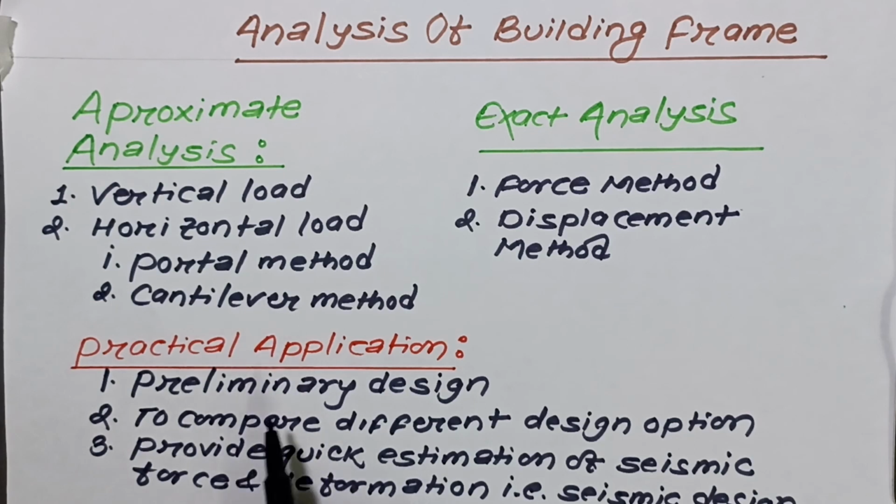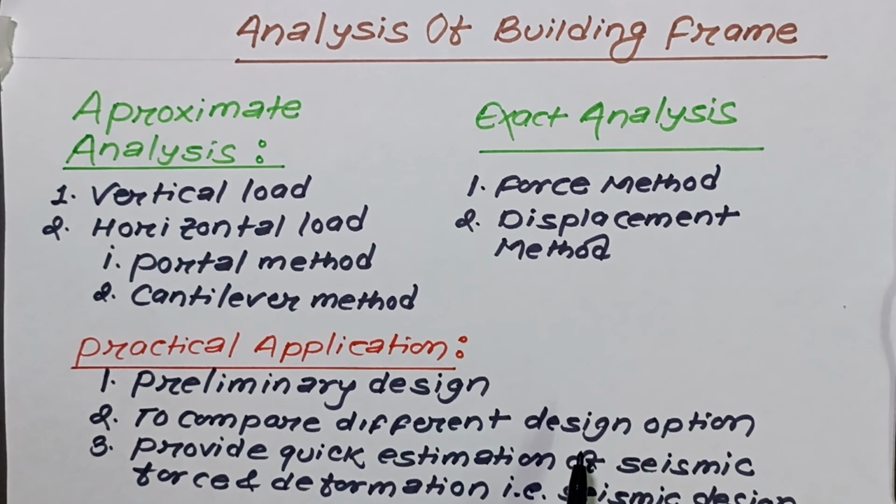We have to know the practical application of the approximate analysis of the building frame. The first one is preliminary design. In preliminary design, the approximate analysis method can be used during the preliminary design phase of the building project. These methods provide approximate results for the structural force, displacement and deformation, which can help engineers in making preliminary design decisions such as selecting the appropriate member size and evaluating the feasibility and stability of the structure. That is preliminary design. The second one is to compare the different design options. It means feasibility study.